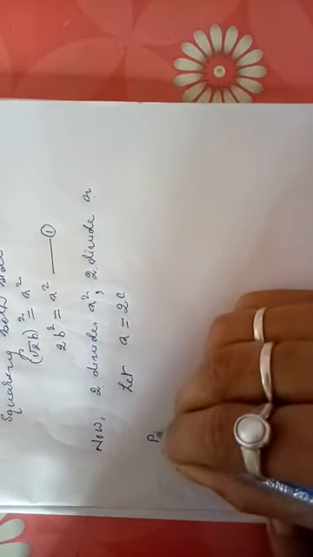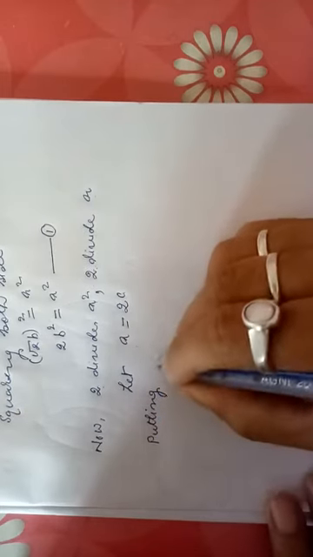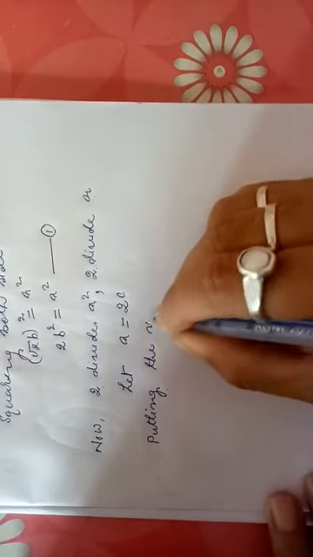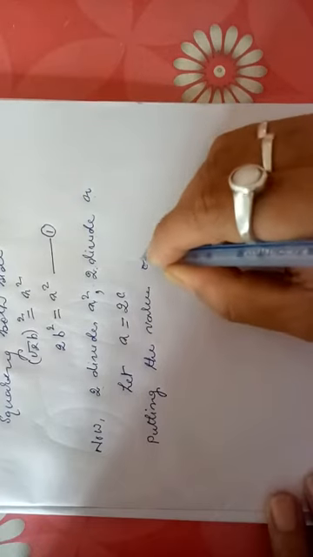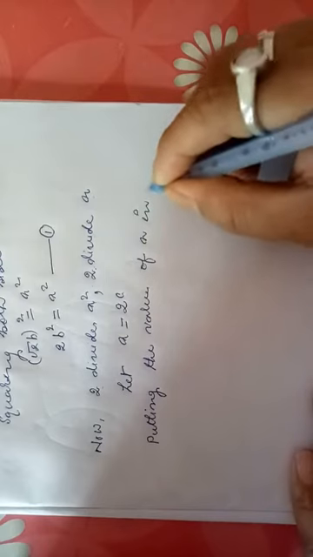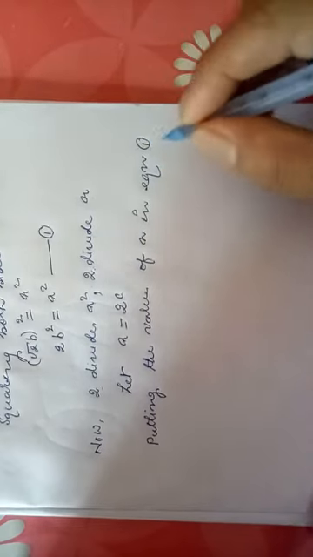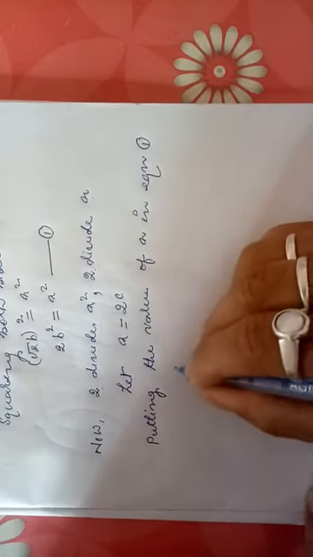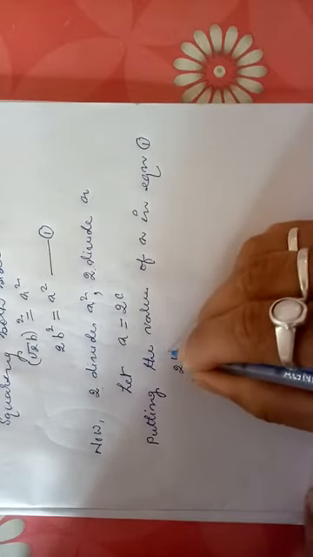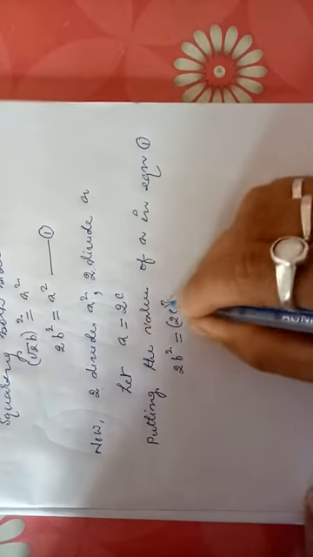Now putting the value of a in equation 1, we get 2b square equal to (2c) square.